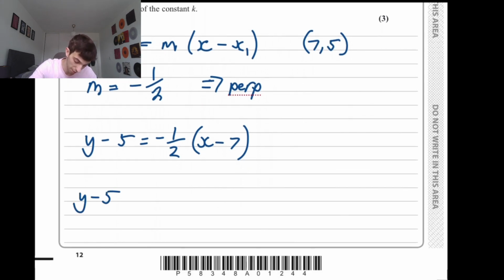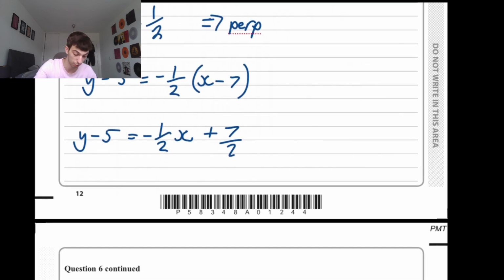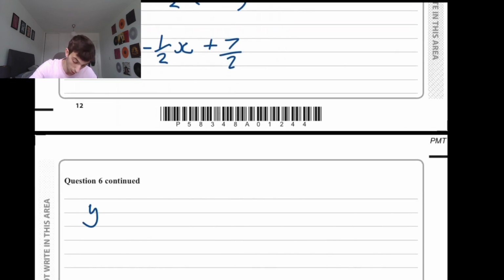So we have y minus 5 equals minus a half multiplied by x, sorry, minus a half x, and minus a half times minus 7, that's going to be plus 7 over 2. From here we can add over 5 to the right hand side. So we have y equals minus a half x. Then we have minus 5, so that's minus 10 over 2. So we add 10 over 2, it's going to be plus 17 over 2.